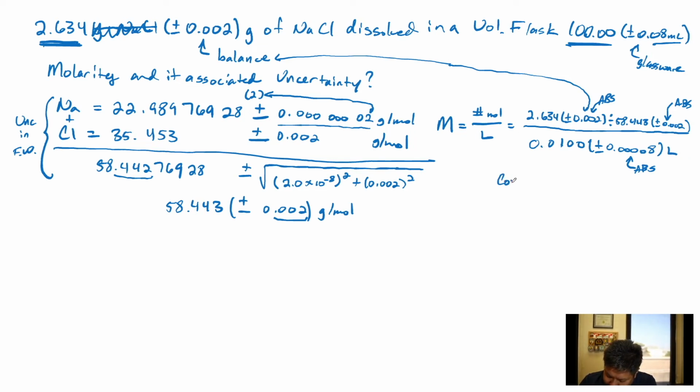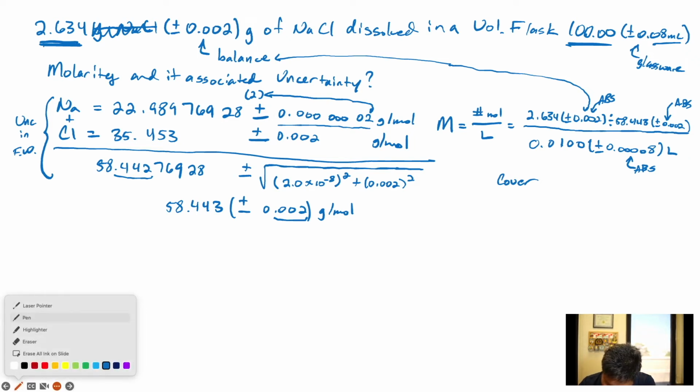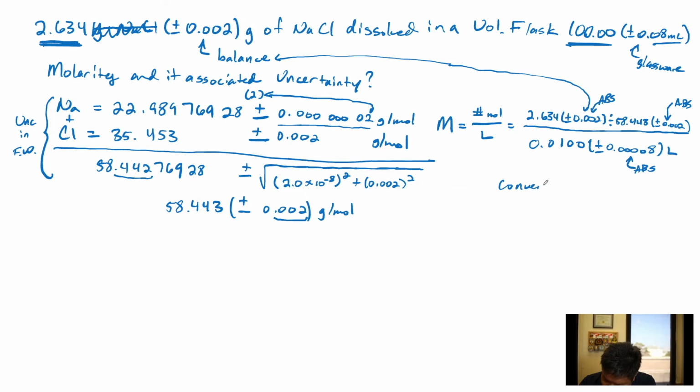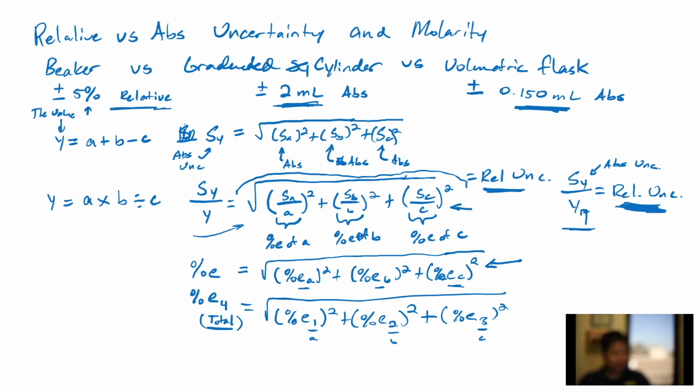So the next step then is to convert these into relative uncertainties. Convert, not covert. It's not a secret, it's a convert. So the next step is to convert to relative uncertainty. And we already talked about before how to convert into relative uncertainty. It's right here. If you have the absolute uncertainty and you have the value that you measured, you divide them by each other and you get the relative uncertainty, okay?